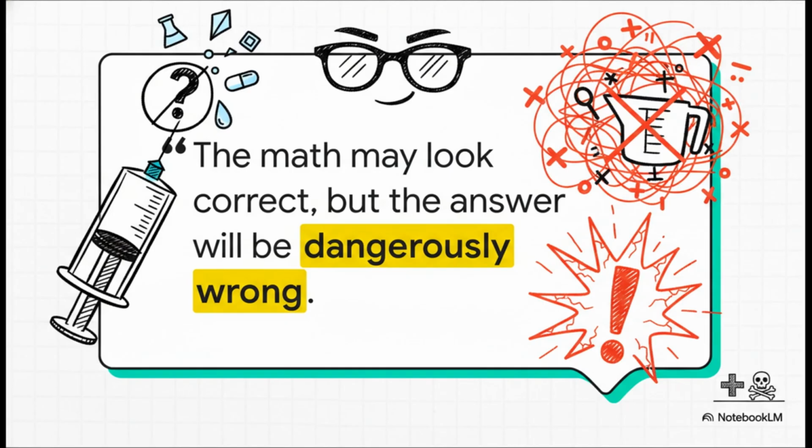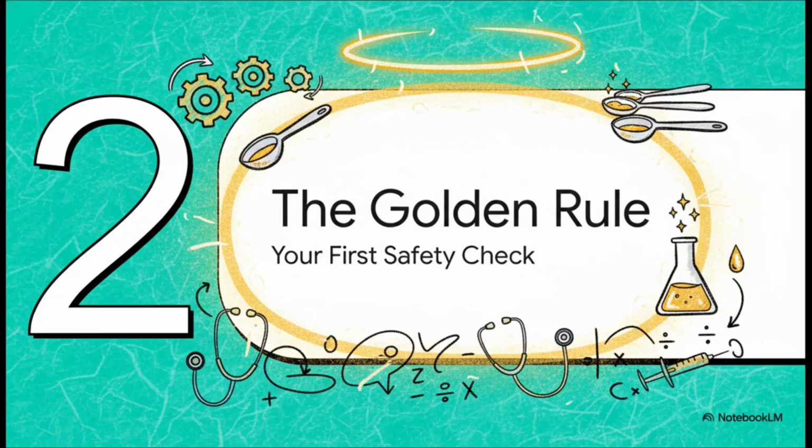You could do the calculation perfectly, right? Divide everything correctly, feel super confident in your answer. But if you skipped that initial unit check, your correct math is going to lead to a dangerously wrong dose. This is probably the single biggest trap in all of med math. So, how do we dodge that trap?